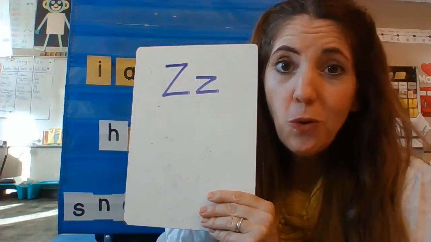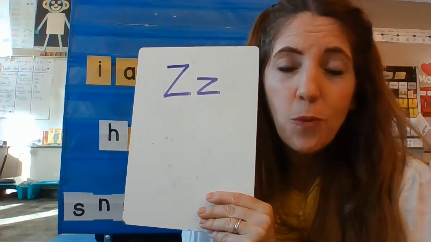When you're putting on your coat, do you have a zipper? When you go out to recess, do you zoom across the playground?